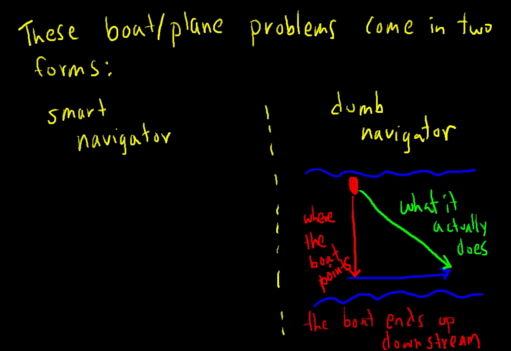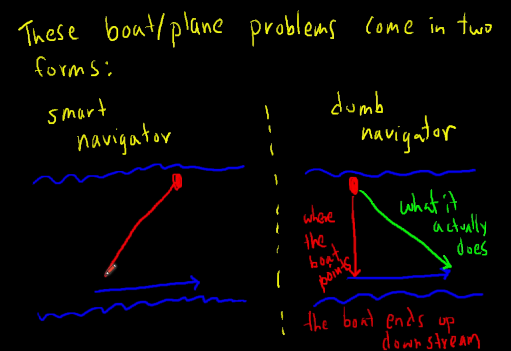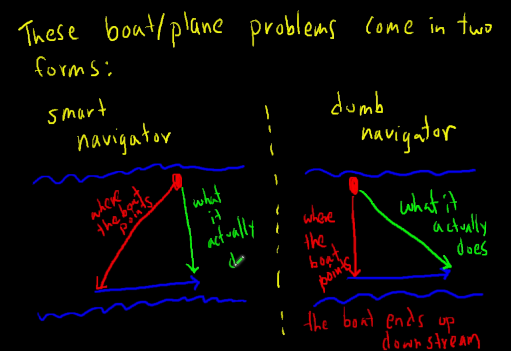The smart navigator knows that there's a current, and as a result, points their boat to try to defeat the current. So they see the current and they decide, if I want to end up across, I'm going to point my boat at an angle to that current to try to beat it. So they point their boat at an angle. And as a result, their actual motion ends up traveling straight across. And the boat ends up directly across the river.